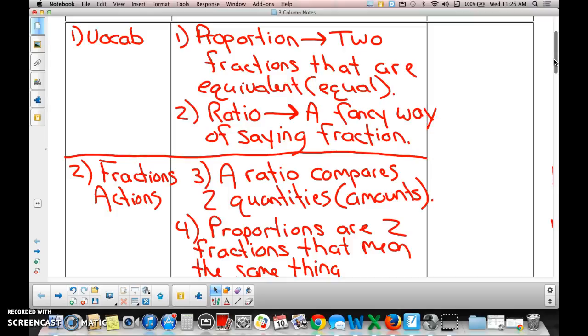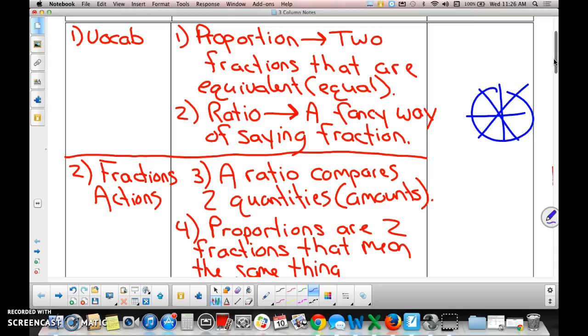It compares two quantities. So if we ordered a pizza, and the pizza was sliced into 8 pieces, and Tristan ate one of these pieces, we're going to say Tristan ate 1/8 of the pizza, right? 1 represents the number of pieces Tristan ate. The 8 represents the number of pieces that were in the pizza. Therefore, are we comparing two quantities? The number 1, what Tristan ate, over the number 8, the total amount? Yes. So that's what a fraction or a ratio does. Make sense? Yes. Okay.